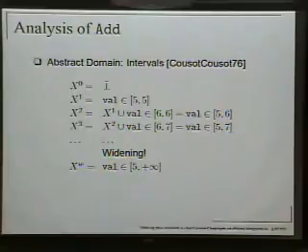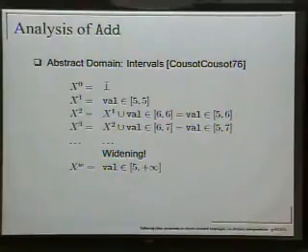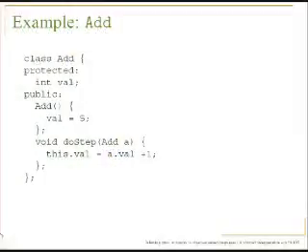Then we go on, and val is between 5 and 7, and so on. So this iteration does not stabilize, and so we need a widening operator to reach a fixed point. And so we can approximate by saying that val is between 5 and plus infinity, so that it is always greater than or equal to 5.